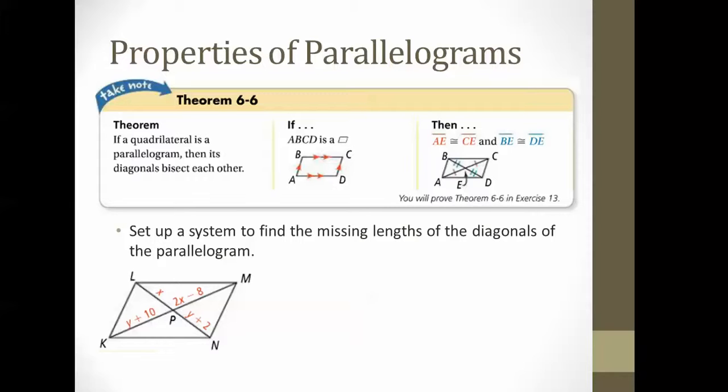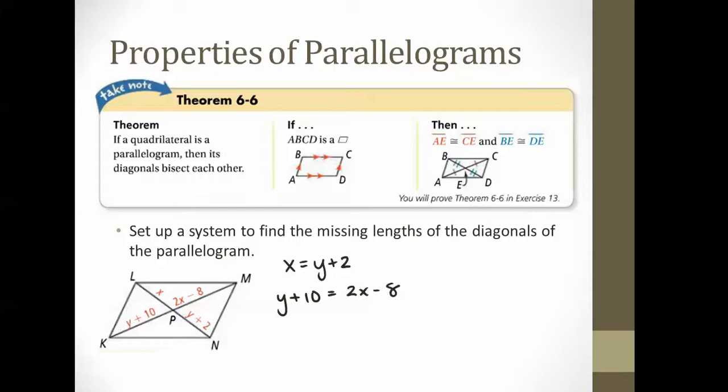Here it says set up a system to find missing lengths of the diagonals of the parallelogram. Well, when I look at the diagonals, I notice that I have different variables. I have x and y. So I need to write two equations with those variables, x and y, that are true. I know that x equals y plus 2, and I know that y plus 10 equals 2x minus 8. So there's my system. How am I going to solve this system of equations?